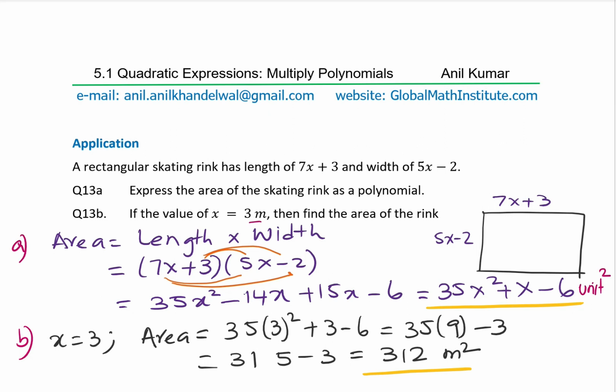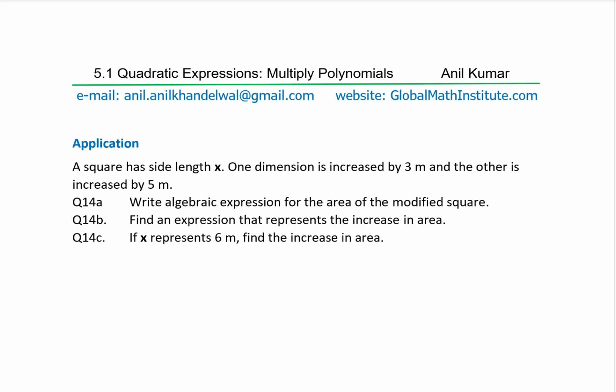2 more questions to go, rather 3. So it's again an application question. The question here is, a square has side length x. One dimension is increased by 3 meters and the other is increased by 5 meters. Write algebraic expression for the area of the modified square. Part B is, find an expression that represents the increase in area, and C is, if x represents 6 meters, find the increase in area.